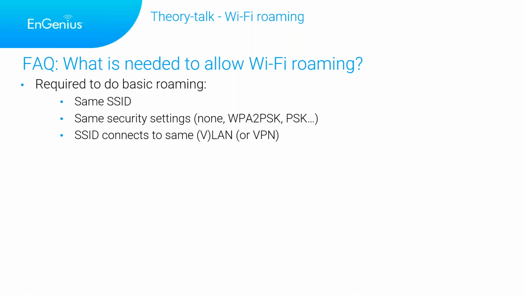So what do you need to do to get Wi-Fi roaming? For basic Wi-Fi roaming, it's pretty simple. You just need the same SSID and the same security settings, either no security, WPA pre-shared key, enterprise, etc. And preferably, the SSID needs to connect to the same VLAN or same VPN.